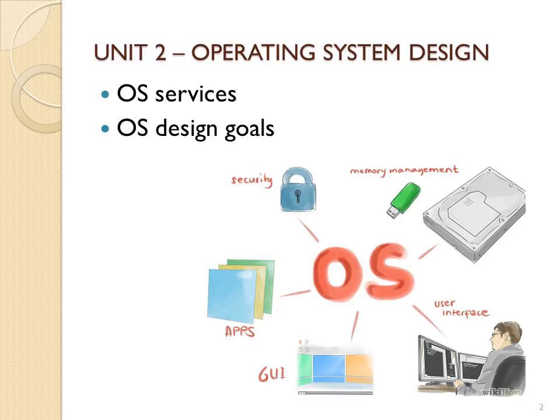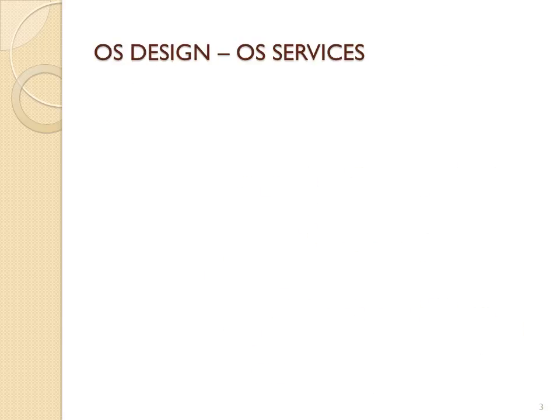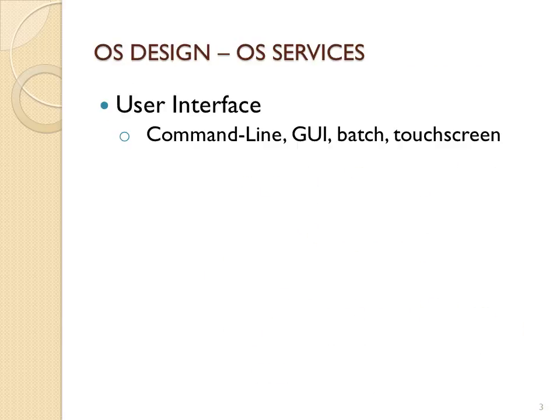In this section, we're going to talk about design. If you were to want to develop an operating system, you need to start out by defining the services that it provides and some goals in the development and design of operating systems. So let's start with the services. Operating systems should provide a fundamental service, which is a user interface, a way to interact with the computer system. The next service is program execution.